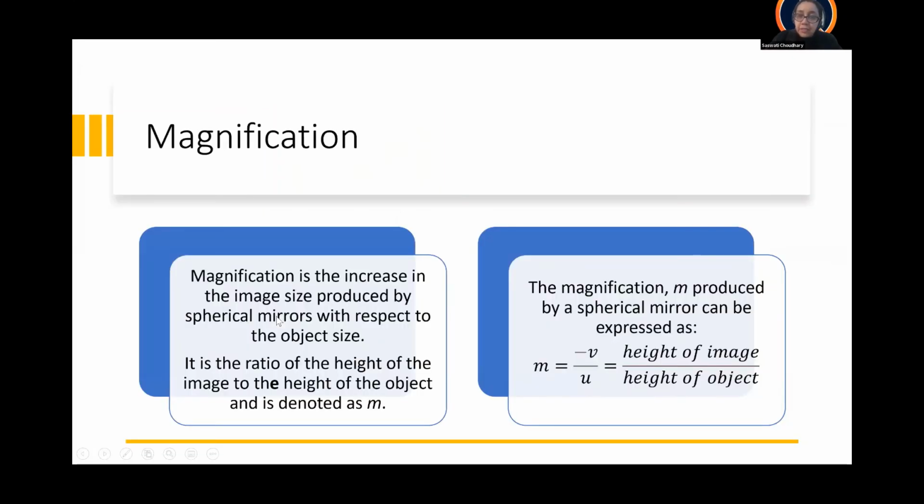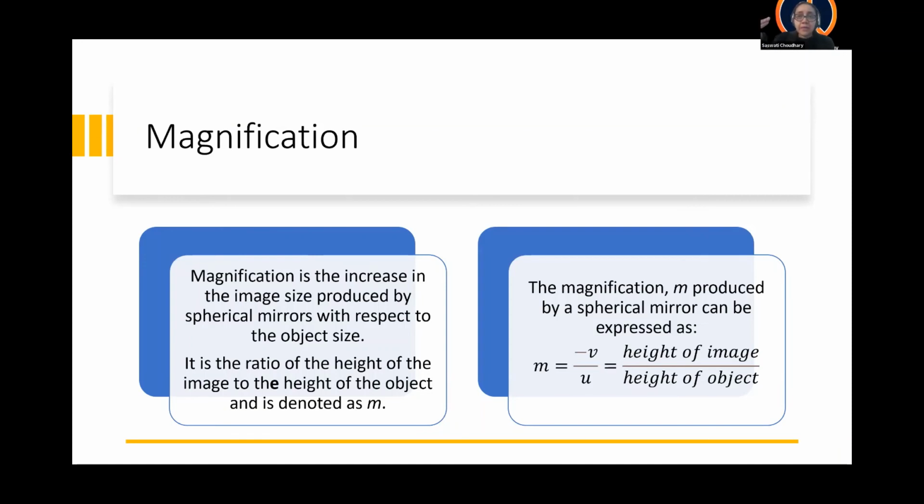We'll not derive it here. You'll further understand it from your higher classes. But just for now, it's enough to understand or know this formula. Now, what is magnification? From the word magnify, magnify means it gets enlarged. So magnification is the increase in the size of the image produced by spherical mirror with respect to the object size.